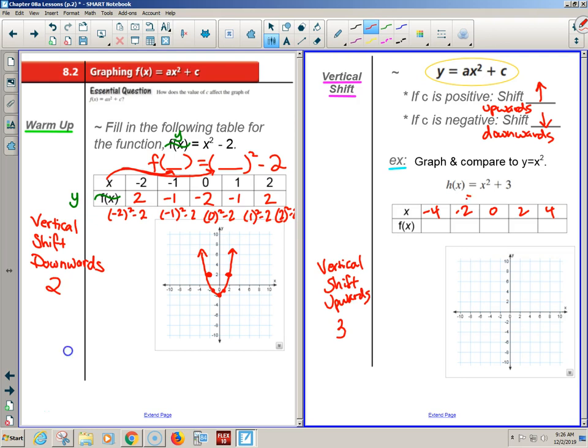But we would do the exact same thing of leaving a space, squaring, and then adding 3. And what would happen is we'd have 16 plus 3 is 19 here and here. We would have 4 plus 3 is 7 here and here. We would have 3.